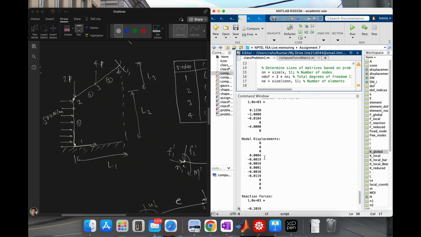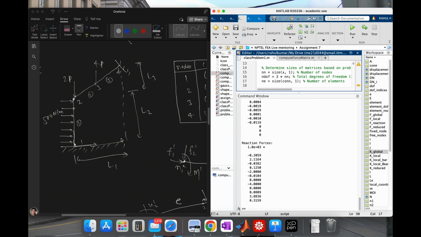It is very difficult to understand, because all these are in the global coordinate axis. When you try to convert into the local coordinate axis, then we need to again multiply the Q matrix with that nodal displacement and force displacement. All these answers, I mean all these reaction forces, are in the global coordinate axis. Here also you can see that there is no displacement at node 1 and no displacement at node 4, so that's why all these entries are 0.